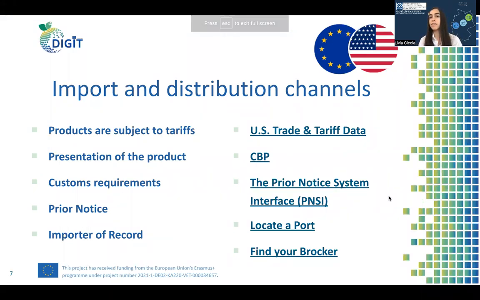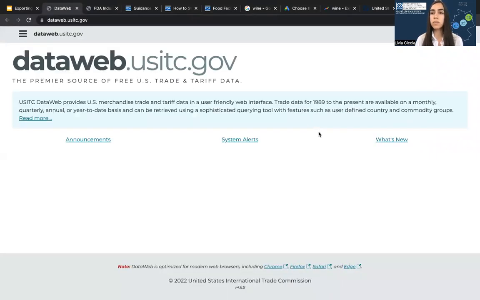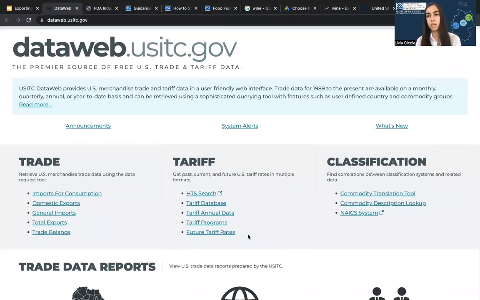Import and distribution channels is very crucial for exporting, especially between the EU and the US, because there is no free trade agreement, and that means that products are subject to tariff. To know your specific tariff, you can go through the US trade and tariff data. This is a database that will give you the specific tariff you will have to pay when exporting a specific product to the US. So this is a website, and under tariff, you can click on tariff database.